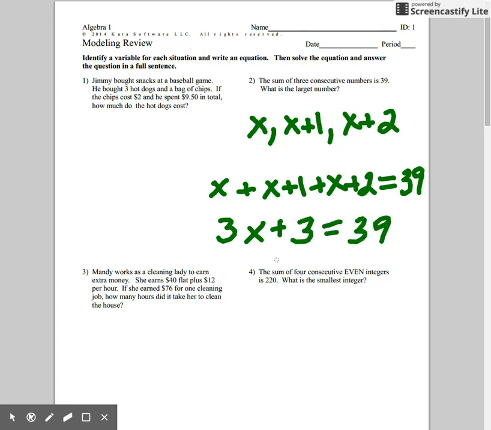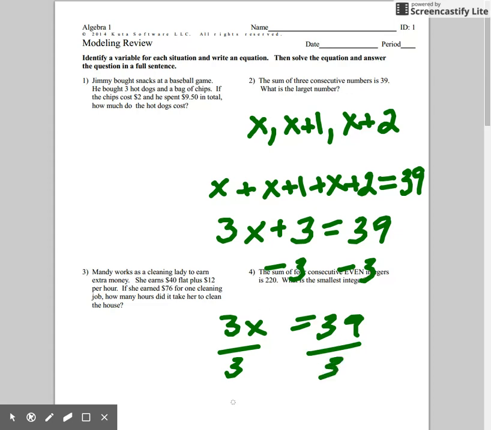And from this point on, I just follow my rules, right? I subtract 3 on both sides. So I get 3x equals 36. I divide by 3. And I get x equals 12, and 9 divided by 3 is just 3. So x equals 13. All right, not done, right?